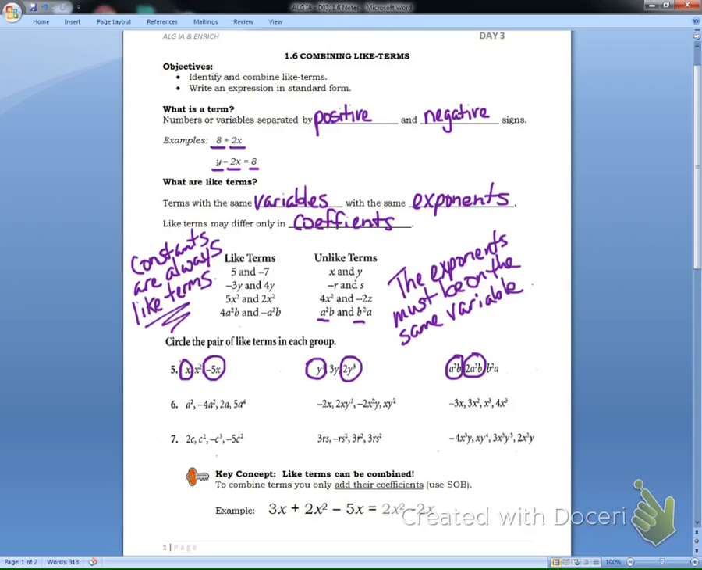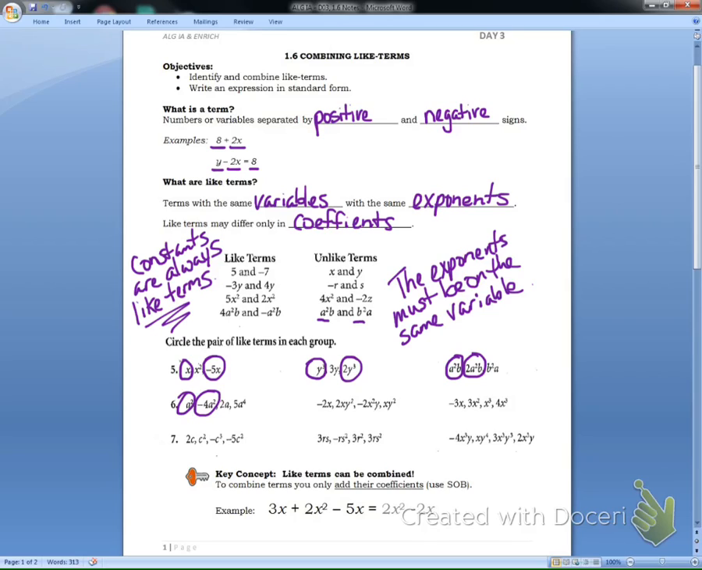Let's look at row 6. A squared, negative 4a squared, 2a, and 5a to the fourth. Circle your like terms. There they are, a squared and negative 4a squared. Remember that a term will have your variable with its coefficient and its sign, so you've got to make sure you circle all of it together.